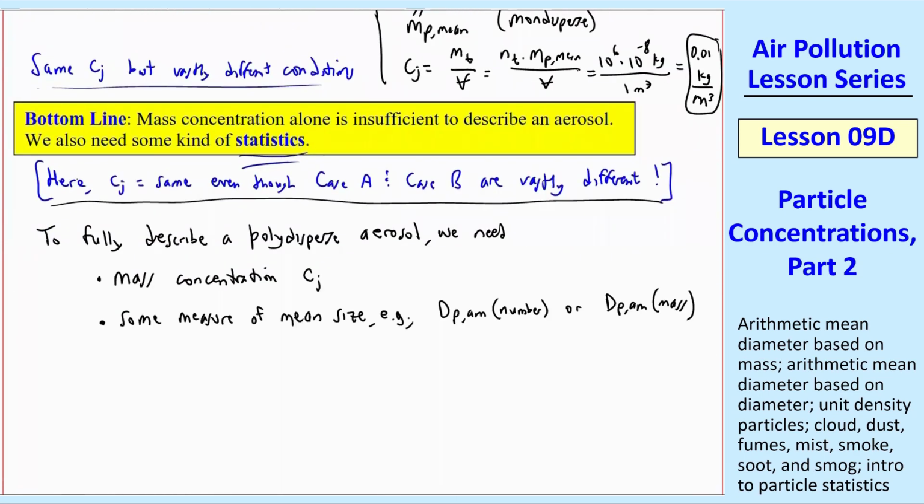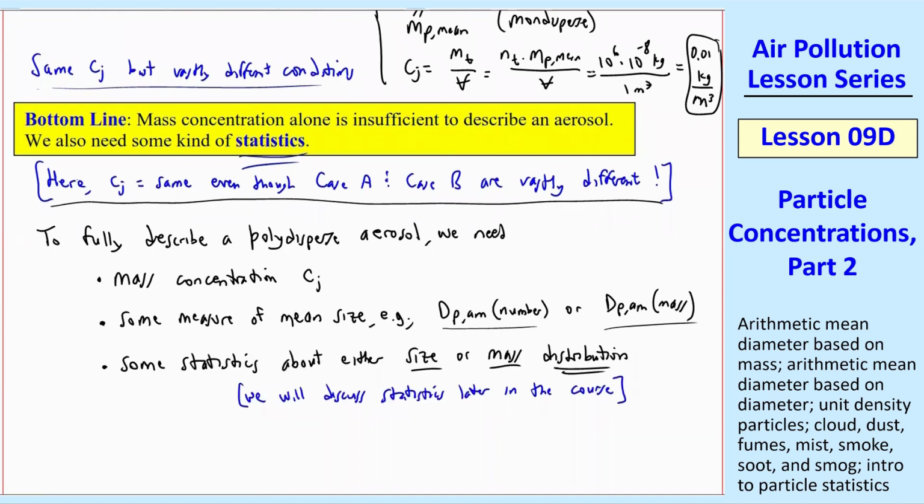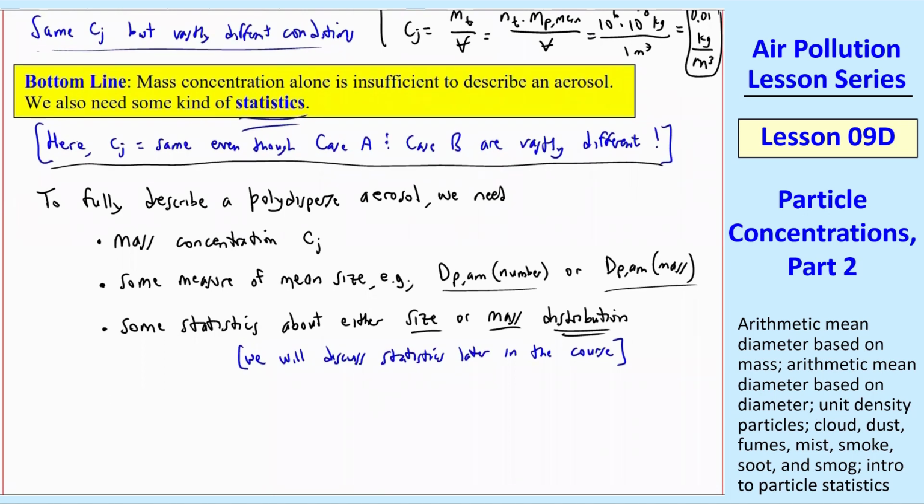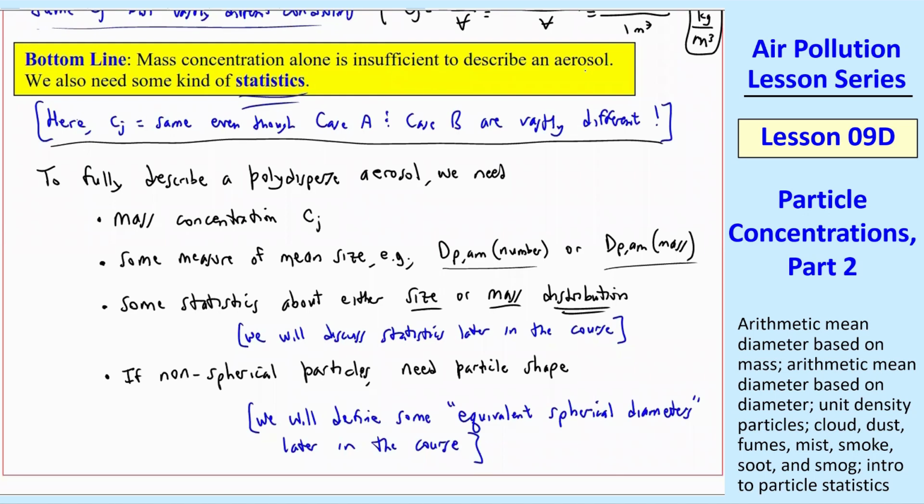What else do you need? You need some measure of mean size, for example, d_PAM number or d_PAM mass, which, as I've shown you, are not the same thing. You need some statistics about either size or mass distribution. For example, you might have 1,000 particles that are between 1 and 2 microns. You might have 5,050 particles between 2 and 4 microns, etc. You need some kind of statistics there. We'll discuss statistics later on in the course. And finally, we'll usually talk about spherical particles, but if you have non-spherical particles, you need some kind of particle shape. You need to know that.